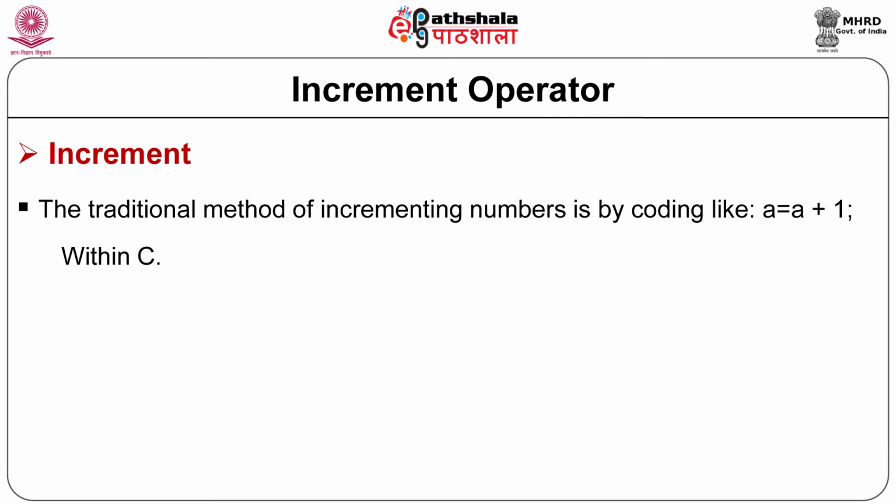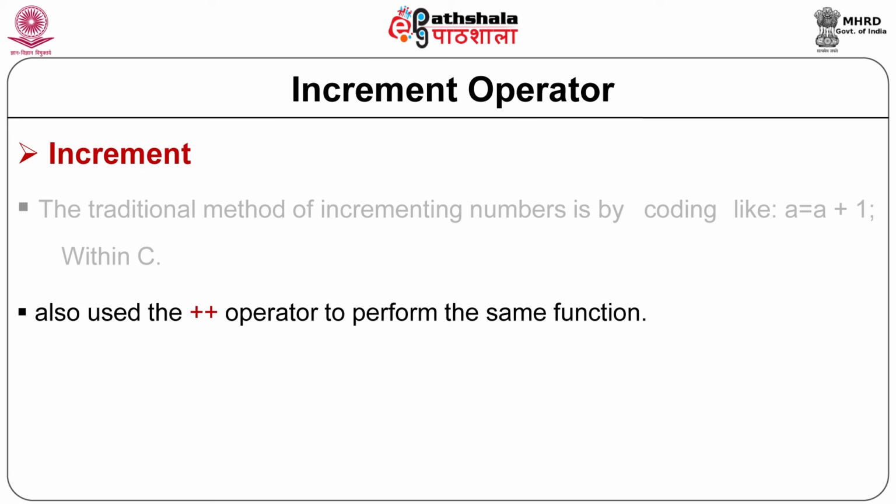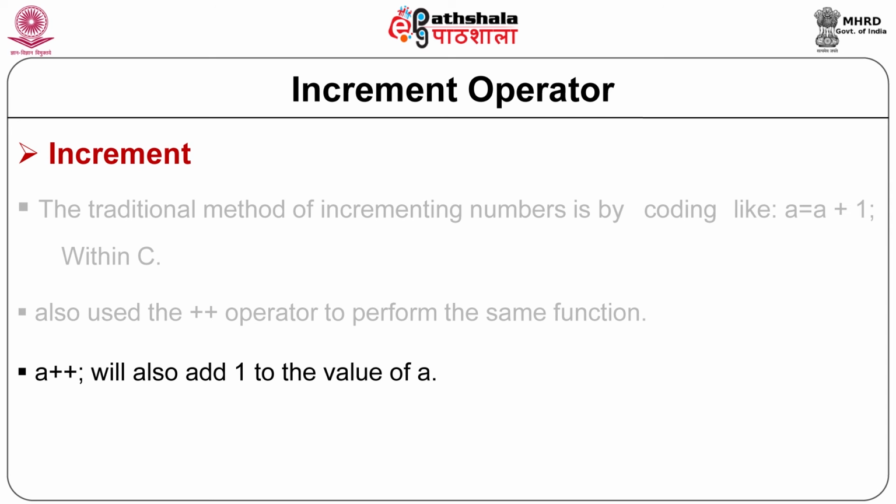The traditional method of incrementing any number is like a equal to a plus 1. It means you are incrementing the value of a by 1. For this, in C language, plus plus symbol is used to increment the number. So plus plus operator is for incrementing purpose. So here we are using a plus plus. It means number 1 will be added to the variable a.